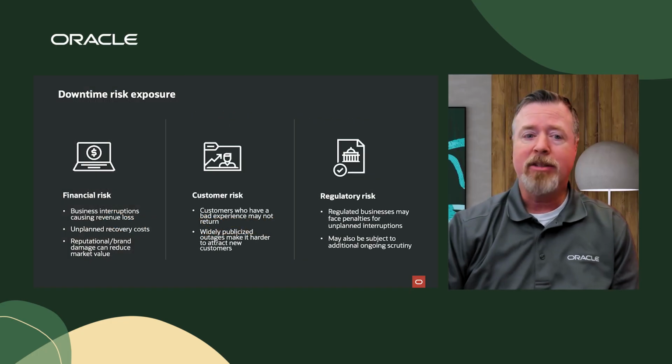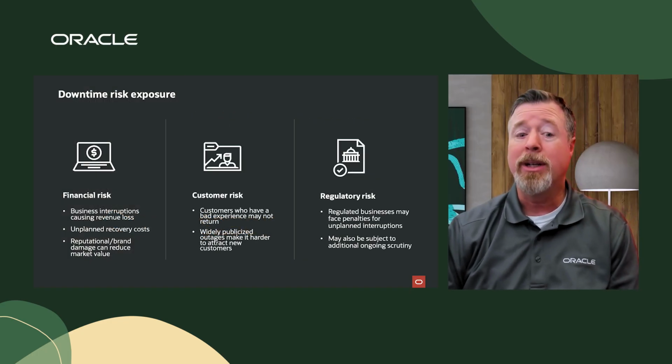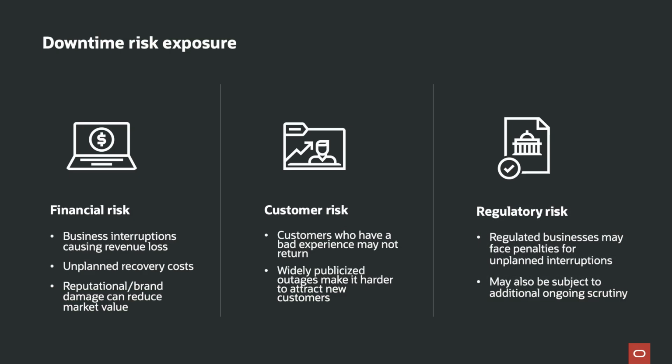Now, the different types of downtime risk exposure can fall into three different categories. We have financial risk, focused on business interruptions. As your overall business continuity drops, so does your overall revenue. Customer retention is a big part of this, and losing customers that may have been impacted by the unexpected downtime can be fairly costly as well. And of course, the reputation of your brand also ties in with both the financial risk and your customer risk.